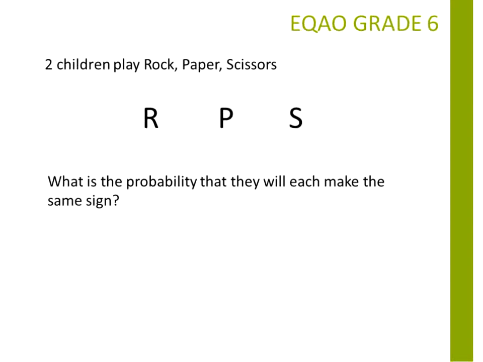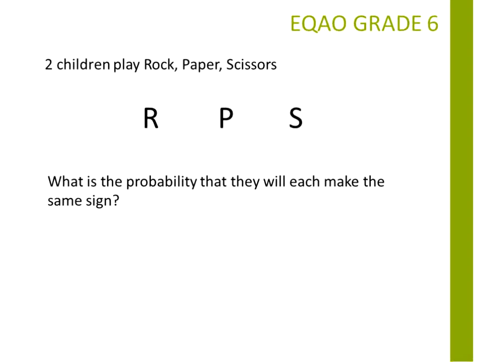So I'm going to illustrate some of these points, and I'm going to start with an EQAO grade 6 question. This is one of the harder questions I've seen on the EQAO. I've been looking at them for at least 10 years now, and this is one of the hardest. Two children play the game rock, paper, scissors. And the question is, what's the probability that they'll each make the same sign? In other words, they would both make a rock sign with their hands, or a paper sign, or a scissor sign. Now that's a pretty hard problem for kids in grade 6.